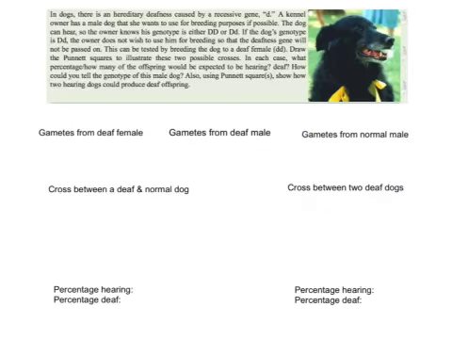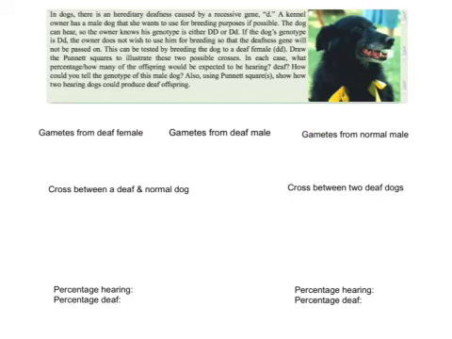Okay, so in dogs there is a hereditary deafness caused by a recessive gene, little d. A kennel owner has a male dog that she wants to use for breeding purposes if possible. The dog can hear, so the owner knows his genotype is either big D, big D, or big D, little d. If the dog's genotype is big D, little d, the owner does not wish to use him for breeding so that the deafness gene will not be passed on. This can be tested by breeding the dog to a deaf female.